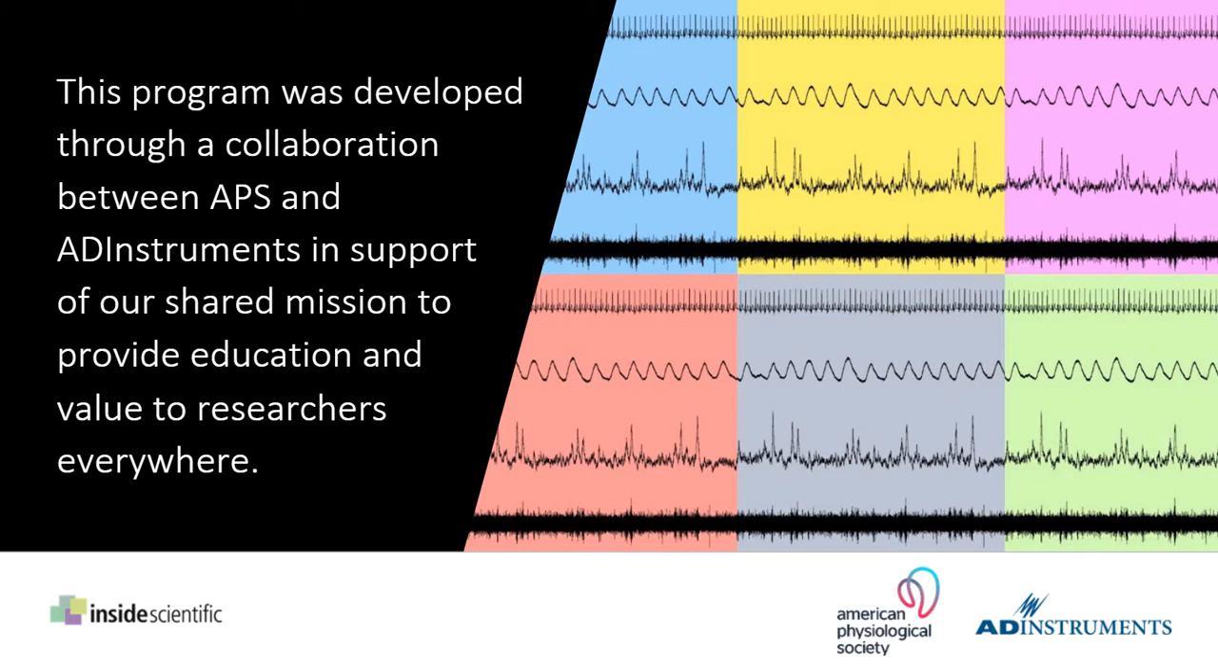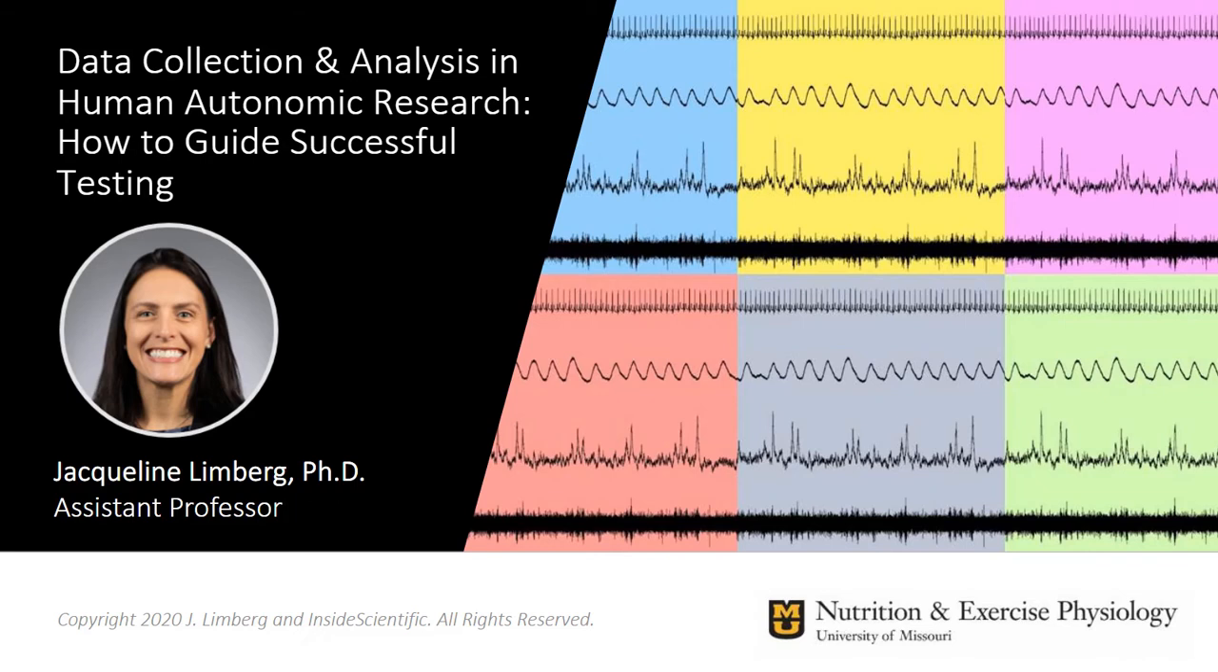This program was developed through a collaboration between the American Physiological Society and ADInstruments in support of their shared mission to provide education and value to researchers everywhere. We're really excited to have Dr. Jacqueline Limberg, Assistant Professor in the Department of Nutrition and Exercise Physiology at the University of Missouri, here with us today. She will talk about the basics of human autonomic research and share some tips and tricks for data collection and analysis during human autonomic testing to improve the accuracy and reliability of your findings.